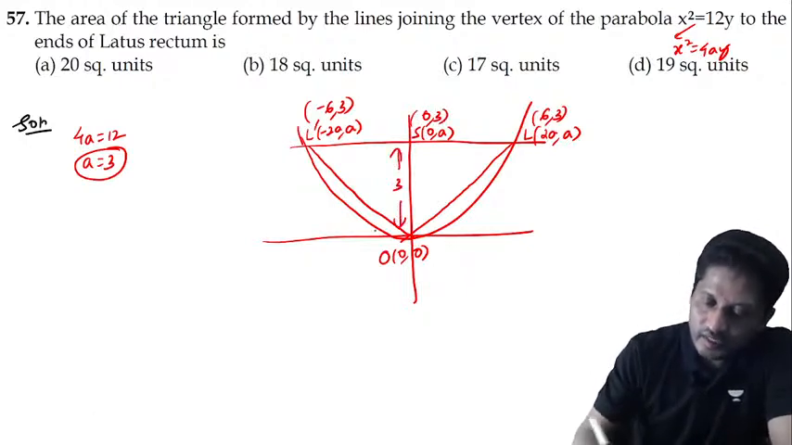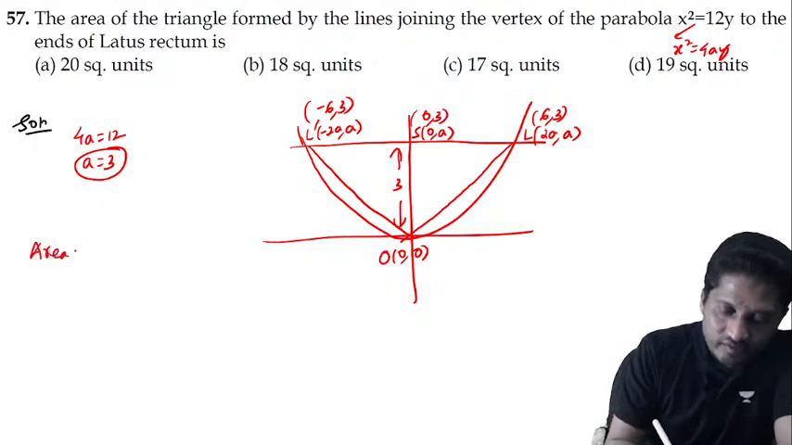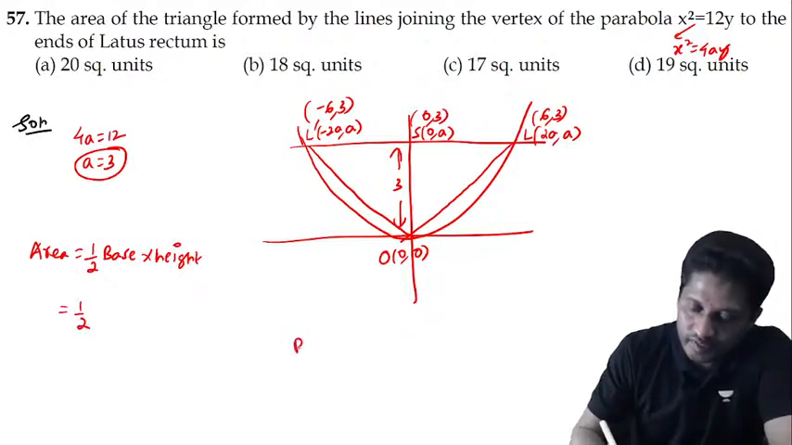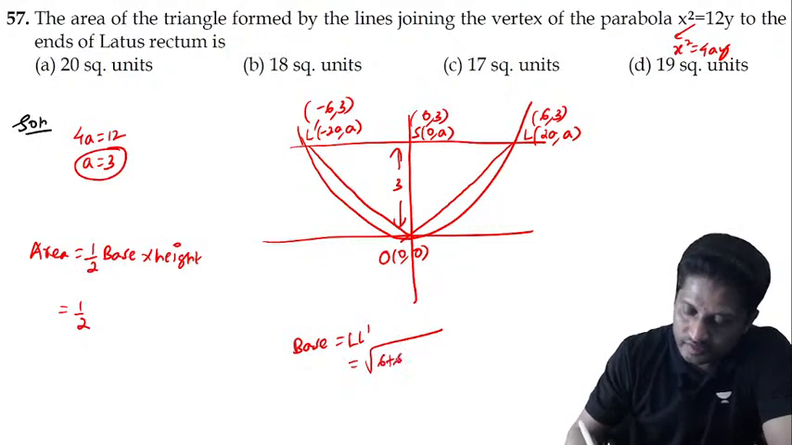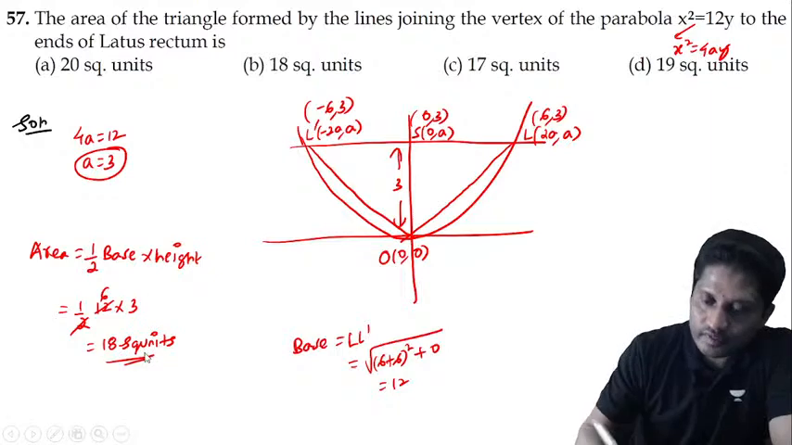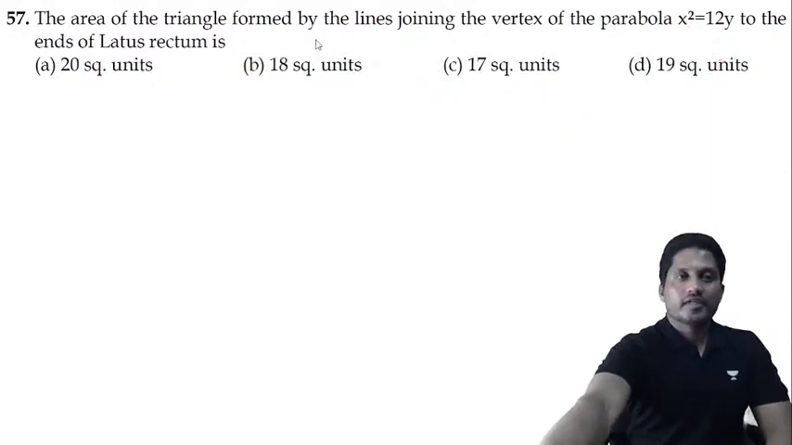This will be the height. Height is 3, and area is equal to half of base into height. The base will be L into L dash. If I use the distance formula, root of (6 minus minus 6) whole square plus 0, 12 square is 12, so this is the base. Height is equal to 3. Half of 12 is 6, and 6 into 3 is 18 square units. Okay, answer is option B. Let's move to the next question.